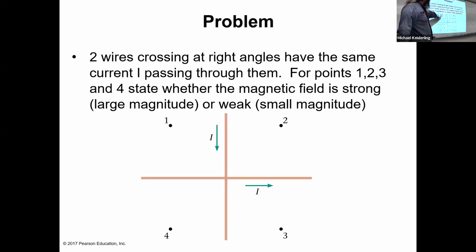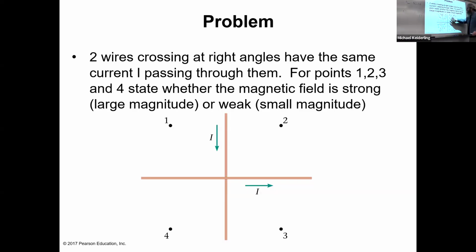So over here at 1, one field is going into the board, one is going out of the board. They cancel each other out. This will have a minimal magnetic field at this point. Assuming it's the same distance from each wire, and they have the same current, it would cancel out completely, but it's going to be low because the magnetic fields are in opposite directions.